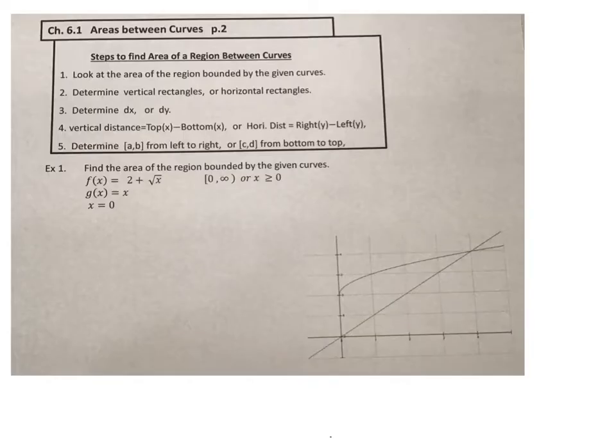In example number 1, we are going to find the area between two curves. The y function f of x equals 2 plus square root of x. That is the top function. The bottom function is g of x equals x. And it's bounded between x equal to 0.